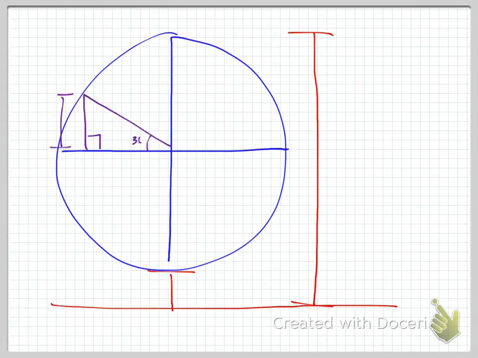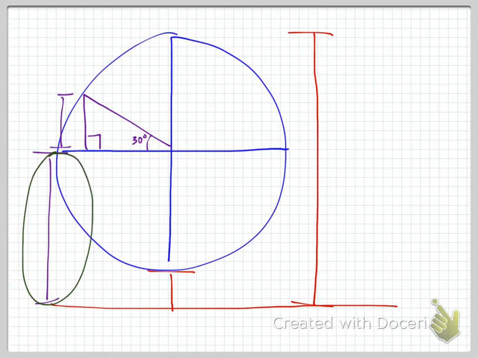Then for above, you're just going to draw another 30 degrees triangle. So now you have the midpoint height, that's right here, however high the middle of your Ferris wheel is. That would be half of the diameter, right? Plus this initial height, if you need that.